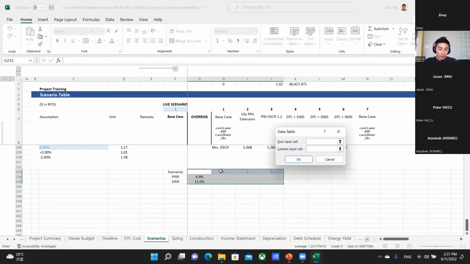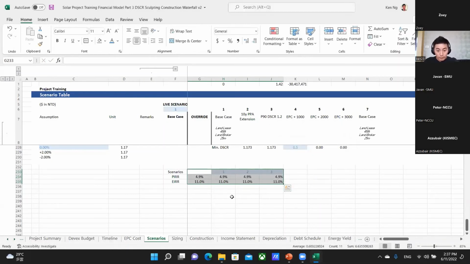And the row input cell, which is the 1, 2, and 3, we link it through to this hard-coded cell, because this cell here is what's driving the entire model, right? So it's a hard-coded assumption. So you press OK, press F9.